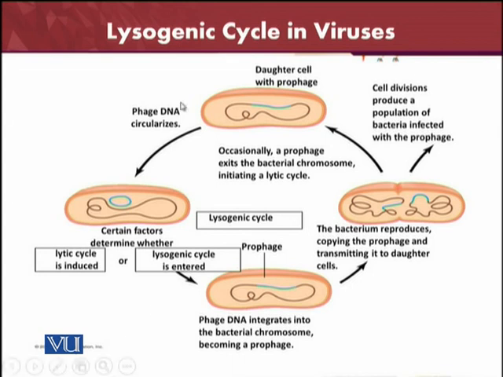However, sometimes the phage DNA circularizes, and then certain factors determine whether the lytic cycle will be induced or the lysogenic cycle will continue.